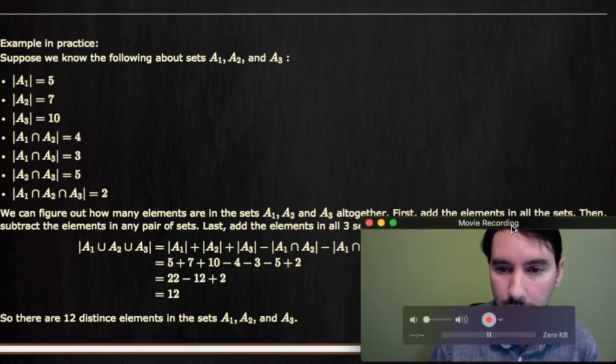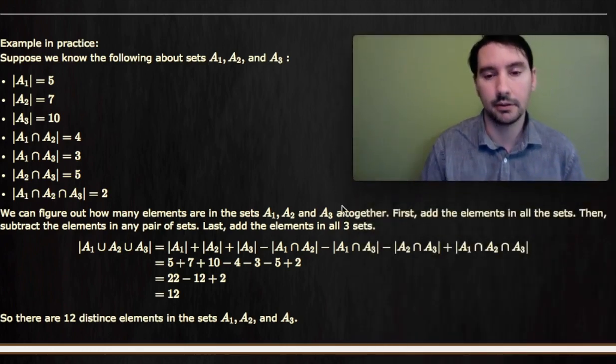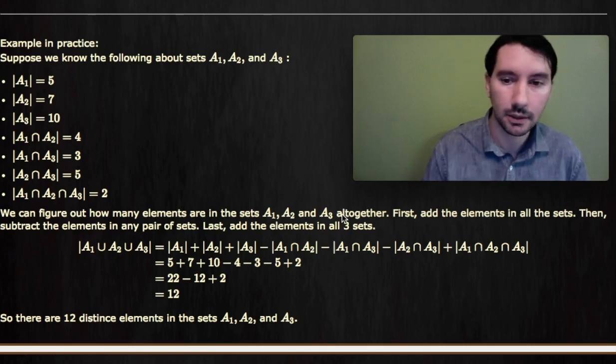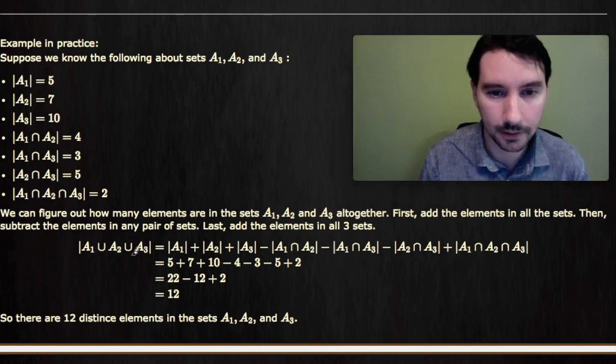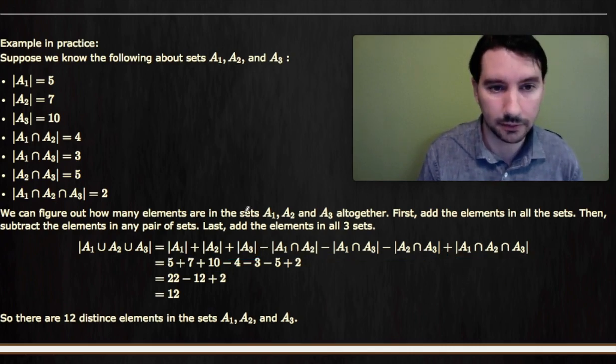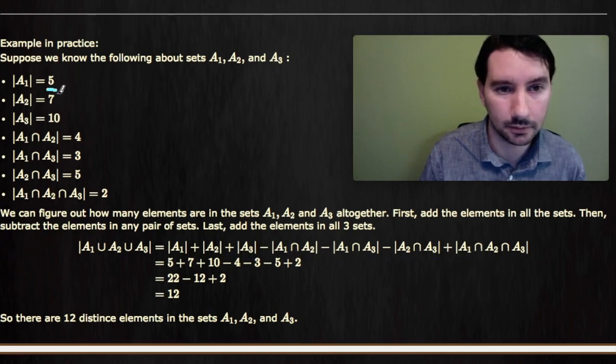We want to know how many points are there in A1, A2, and A3 altogether. So for example, if we were to choose a point from A1, A2, or A3, how many possible outcomes could we have? Well, by the inclusion-exclusion formula, we can add the points in each set, subtract the number of points in each of the pairs, and then add the number of points that are in all 3 sets. So since we're given that information, it's 5 plus 7 plus 10, so add the number of points in each set, subtract the number of points in each pair, so minus 4, minus 3, minus 5, and then add the number of points in all 3 sets, so plus 2.